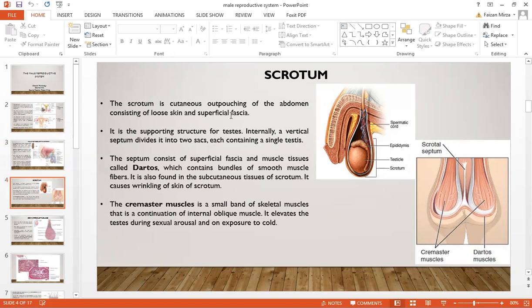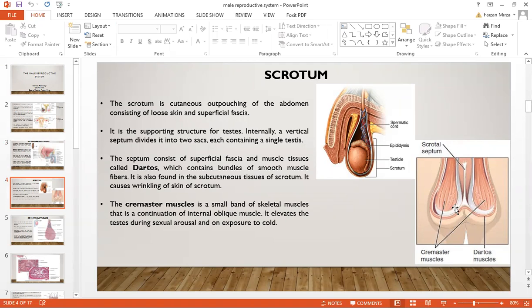It has loose skin and superficial fascia. It is the supporting structure of the testes. It allows the testes to be kept at a lower temperature, 2 degrees centigrade lower than the body temperature, which is required for the maturation of sperm. The septum here divides it into two halves, and you can see there are cremaster muscles here.